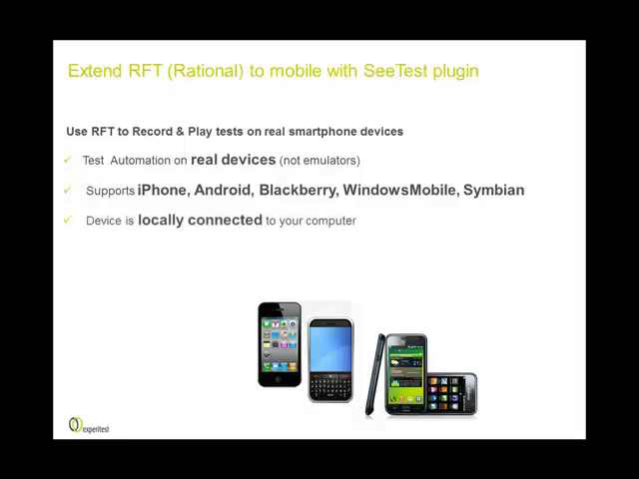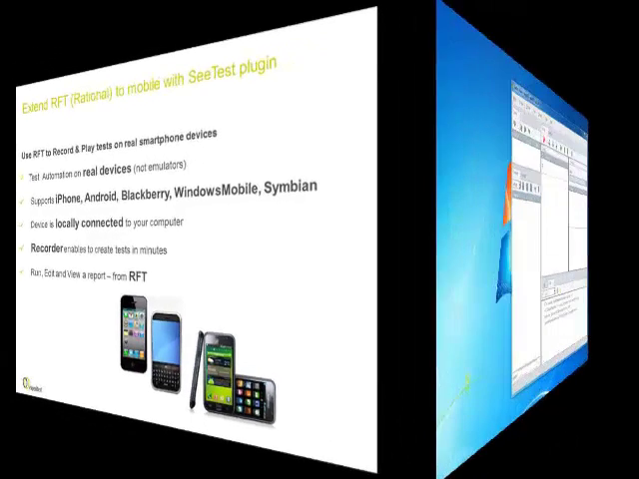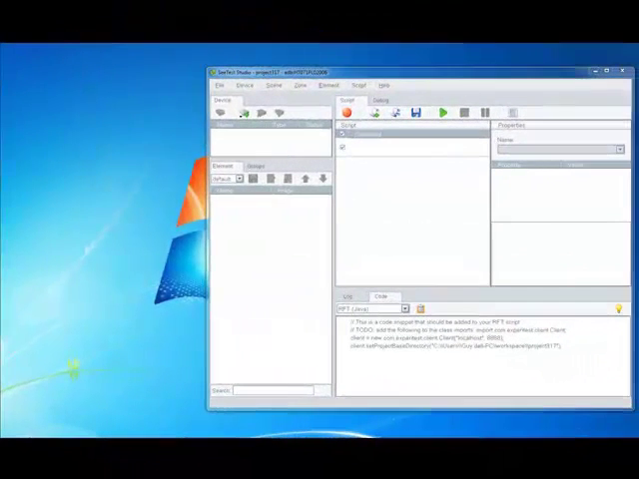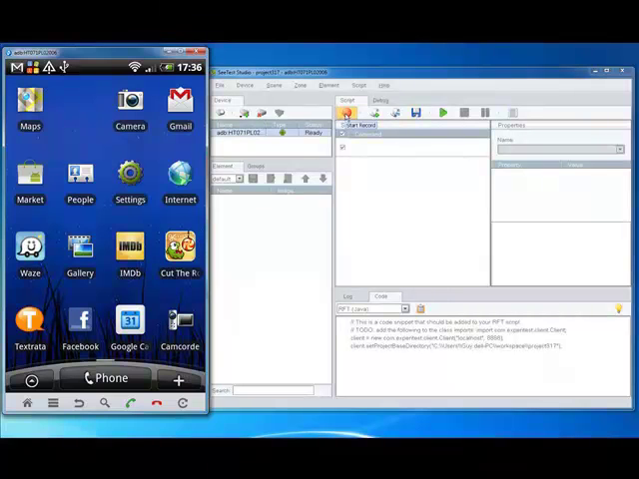The mobile device is locally connected to your computer using USB, and you can record using a simple recorder. Here is how it works. SeeTest is installed on your computer. One click to add the Android device.